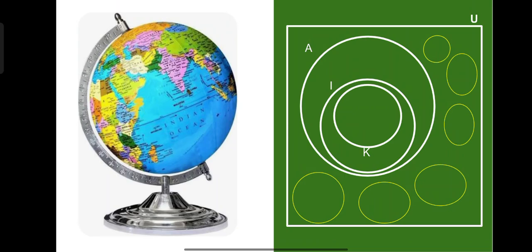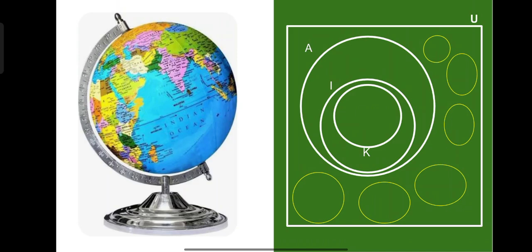Similarly, the whole world I represented by a rectangle, and always for the universal set we write U. That's not a written rule, but generally we write it that way. We do not write W for world and S for school, and so on. Usually we write U for the universal set. So here U stands for the whole world, and we are living in Asia. There are 7 continents, isn't it?